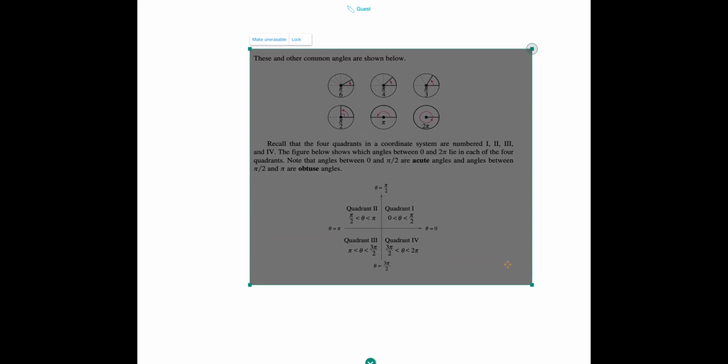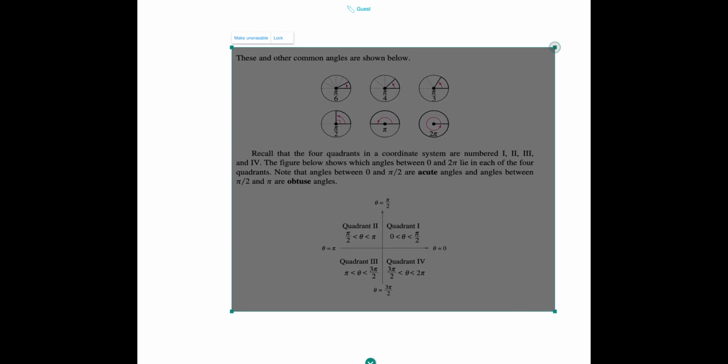Now, these and other common angles are shown below. Now we have to recall all four quadrants, right? So this is the first quadrant, second quadrant, third quadrant, and this is the fourth quadrant. So the four quadrants of the coordinate system are labeled 1, 2, 3, and 4. In this figure below, we can see that angles between 0 and 2 pi lie in each of the four quadrants: first, second, third, and fourth.